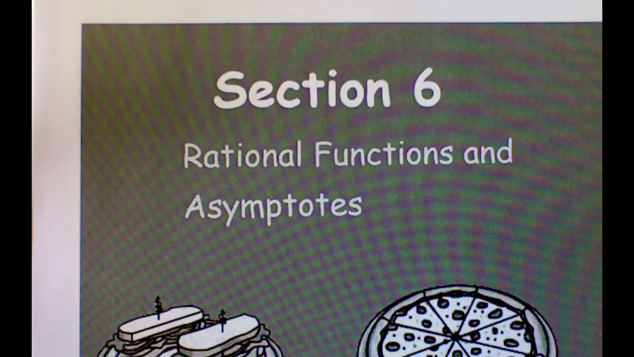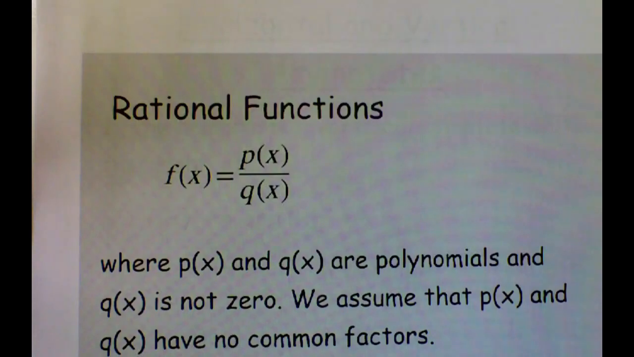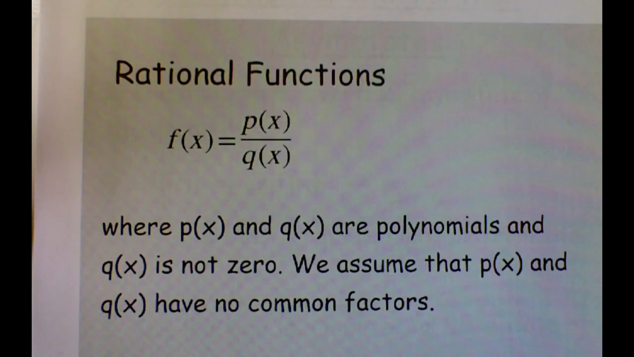All right, this is section 2.6, rational functions and asymptotes. First of all, the definition of a rational function: it is when we have p of x over q of x, where p of x and q of x are polynomials, and q of x is not 0 because we can't divide by 0. We're also going to assume that p of x and q of x have no common factors, but we're also going to talk about what happens if they do.